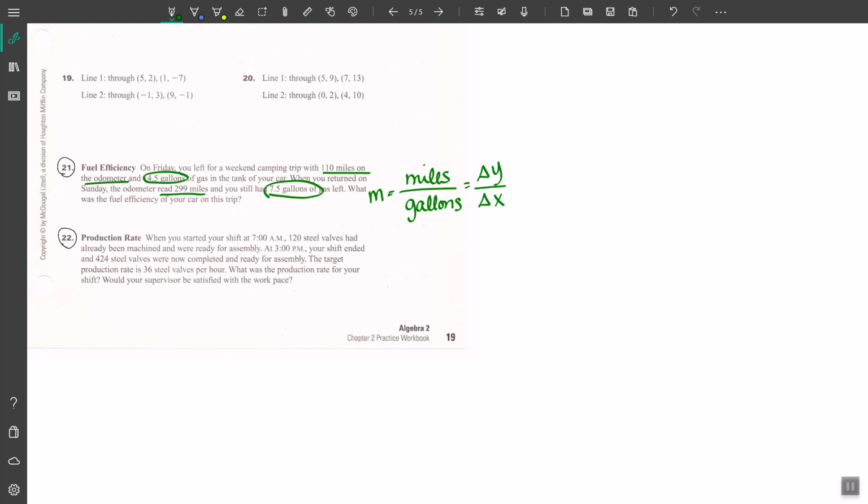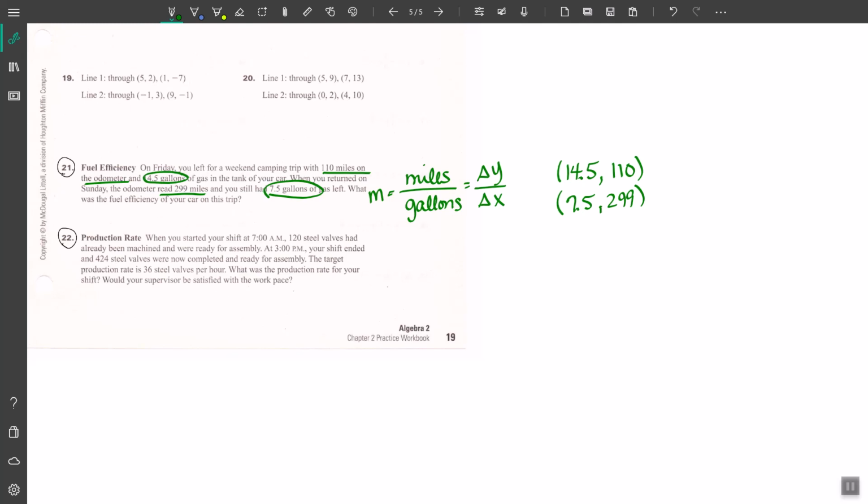So we can think of all this information as just points on a graph. If I were going to put this information into 2 points that I would graph, my x coordinate would be 14.5 gallons and 110 miles for that first point. My second one would be 7.5 and 299. So we're going to look at the rate of change based on where we started on the odometer and the gas tank and where we ended up.